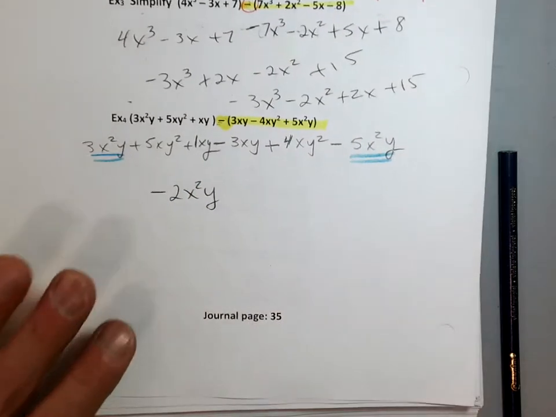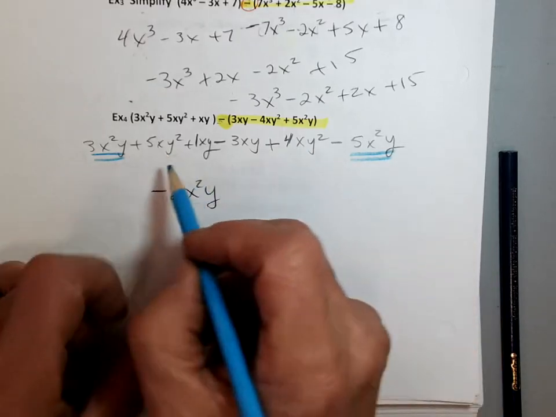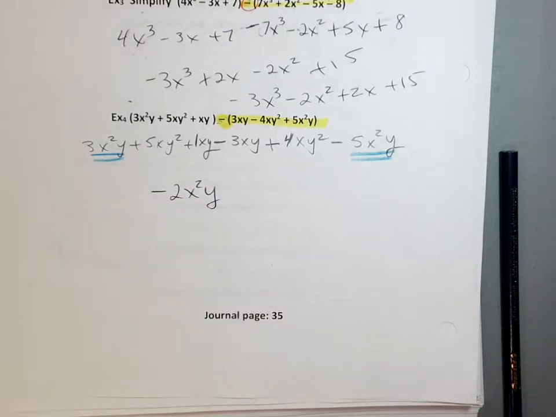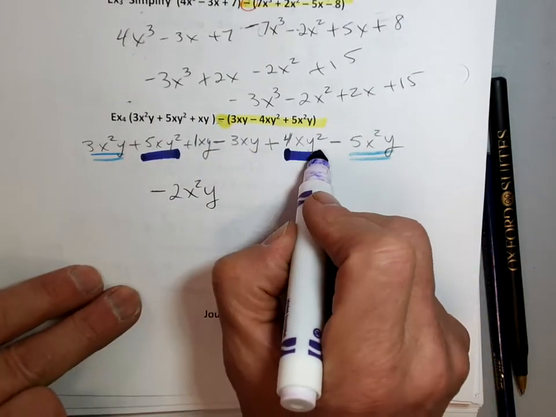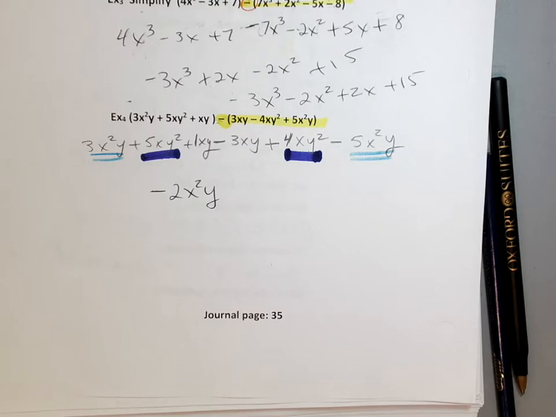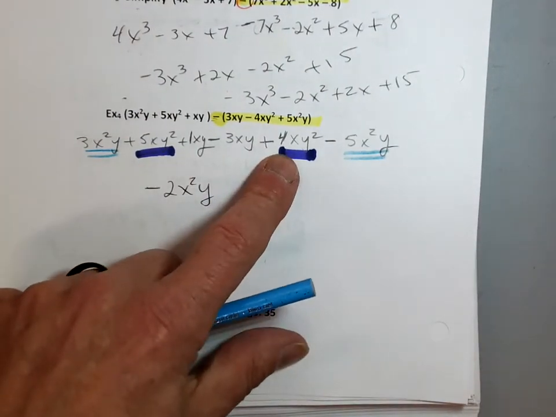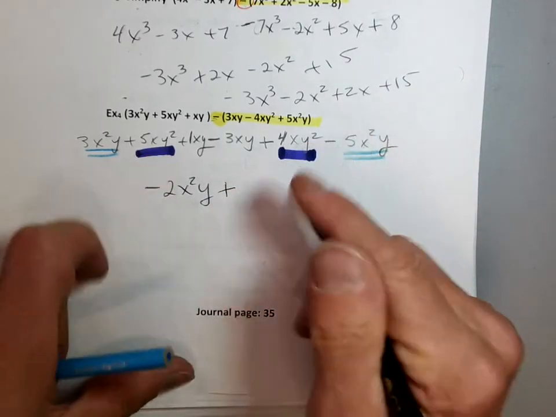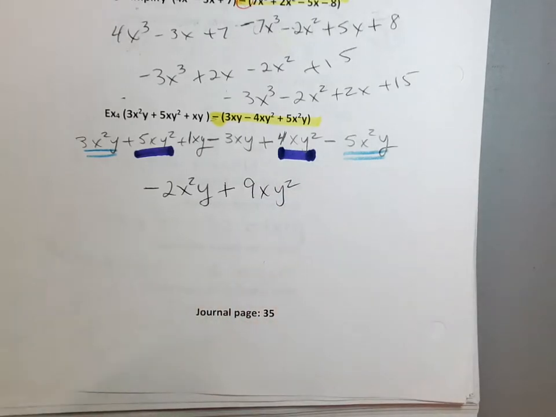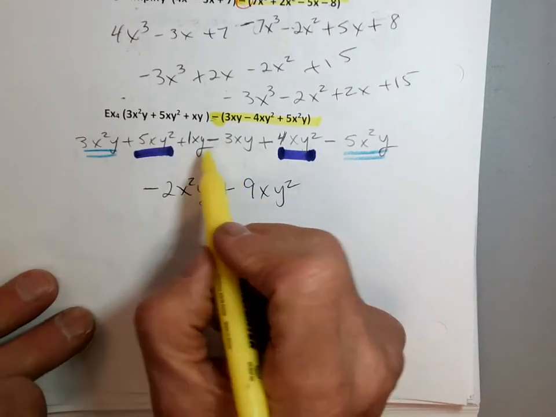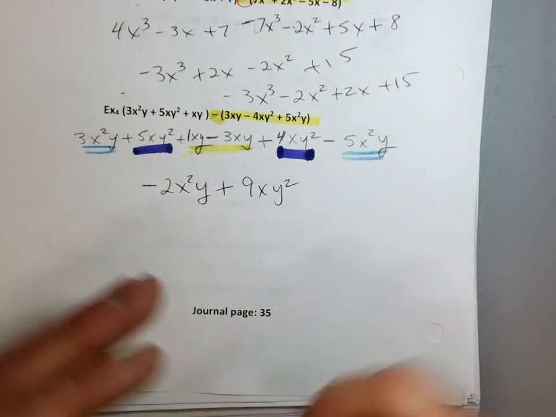Okay, now I've got a 5xy squared. Let's do that one in purple. Okay, got one there, and I've got another one there. Right, those two are the same. You guys agree? So let's put those together. That gives me 5 plus 4 makes 9 of what? I'm adding these. I'm adding 9xy squared. And then finally, the last two I can put together are the xy's, right? Those two right there, which makes a negative 2xy.